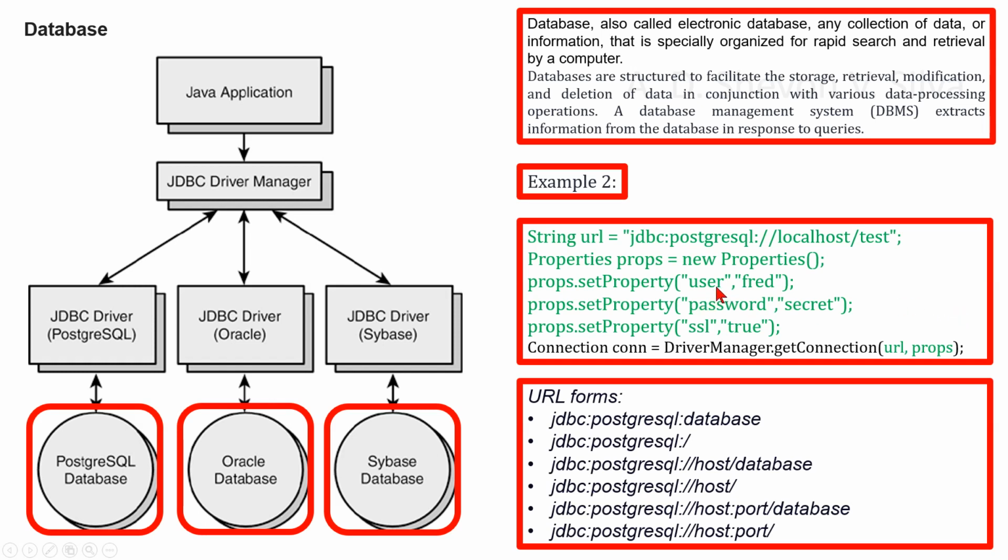Here user is the database user on whose behalf the connection is being made. Password is the database user's password. SSL means connect using SSL. The server must have been compiled with SSL support. This property does not need a value associated with it. The mere presence of it specifies an SSL connection. However, for compatibility with future versions, the value true is preferred.